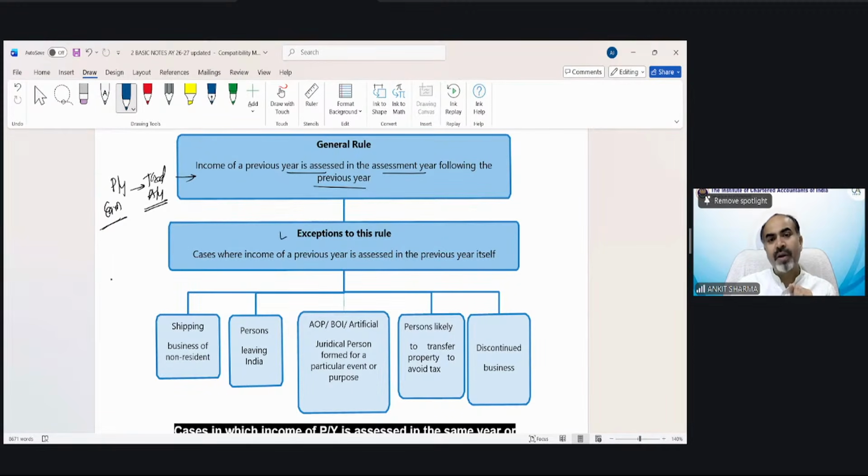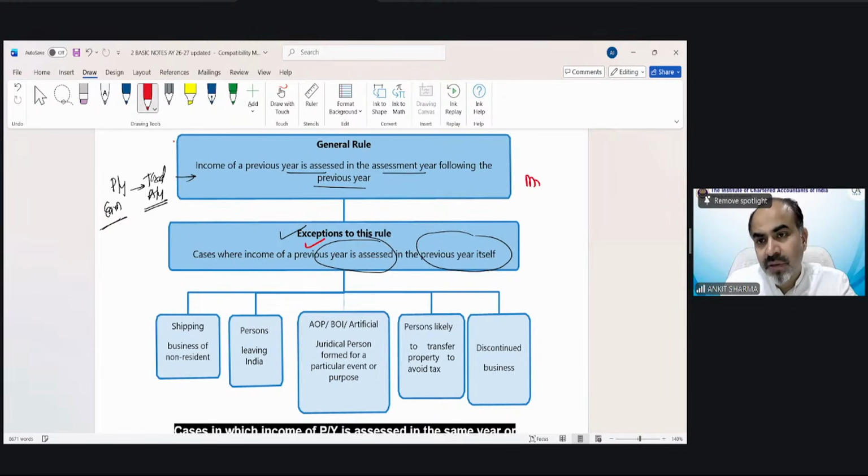But now we are going to discuss some exceptions to this rule. That means there are certain cases, there are 5 cases in which the income of previous year is going to be assessed in the previous year itself. Now, why is it happening? What is the reason behind it? So the reason is something different.